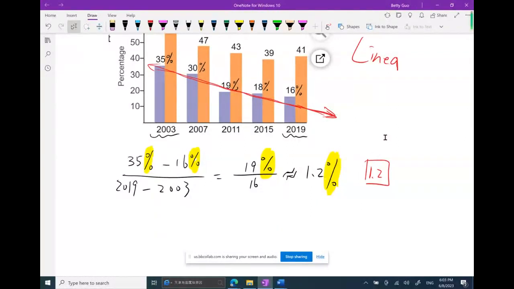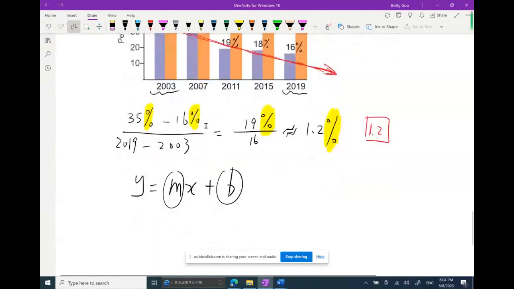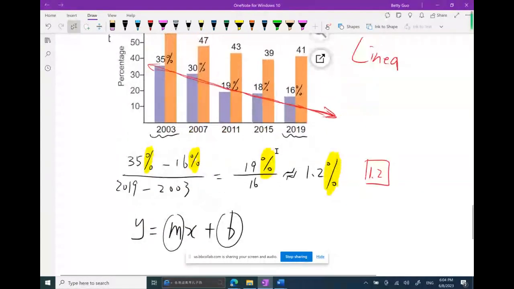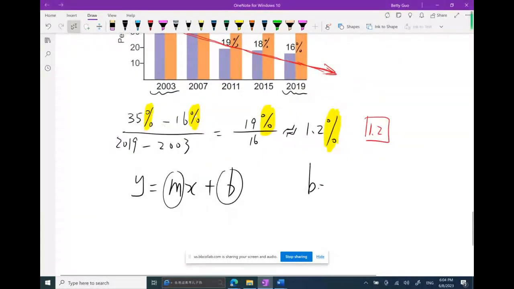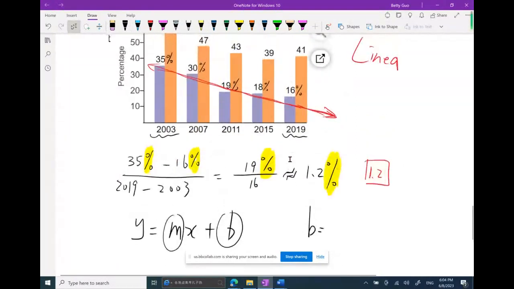From algebra, we know 3 different forms for the equation of a straight line. One of them, the most popular one, is the slope-intercept form: y equals mx plus b. And m is the slope, b is the y-intercept, or the value of y when x equals 0. In this case, when x equals 0, that is 2003, right? So our b here is 35.